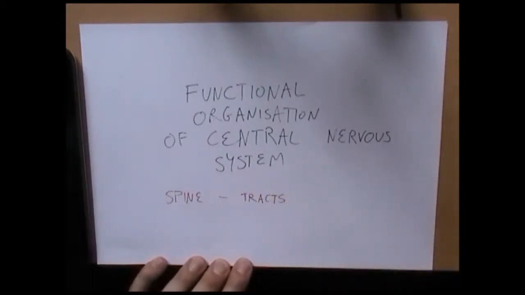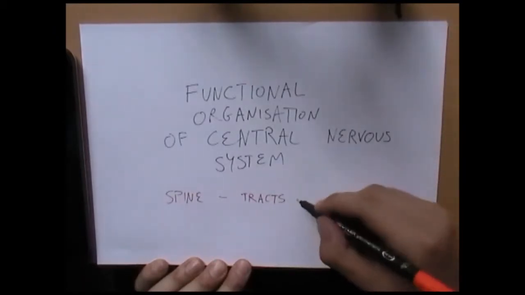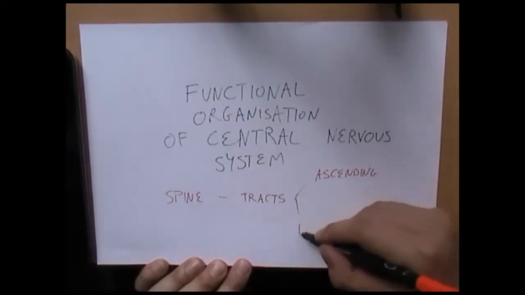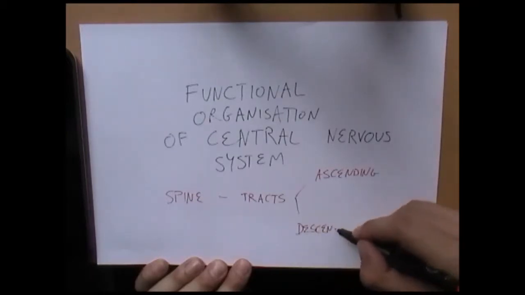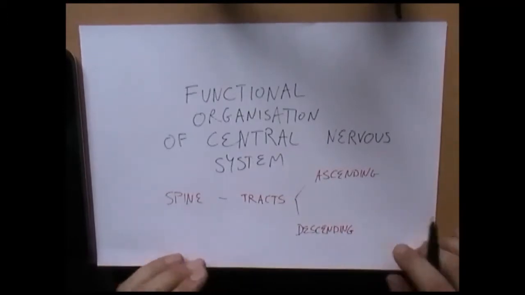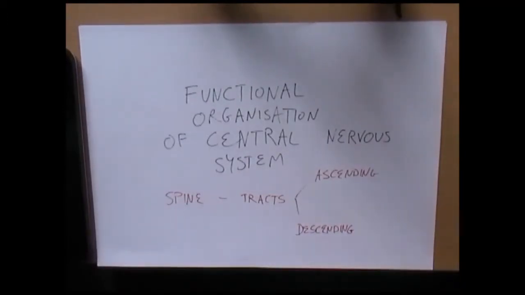If you understand the tracts, you already understand about 99% of what the spine is on about in terms of the central nervous system organization. And there are two types of tracts. We've got ascending tracts and descending tracts. And the names of the tracts will often give you a clue as to what the tracts do.